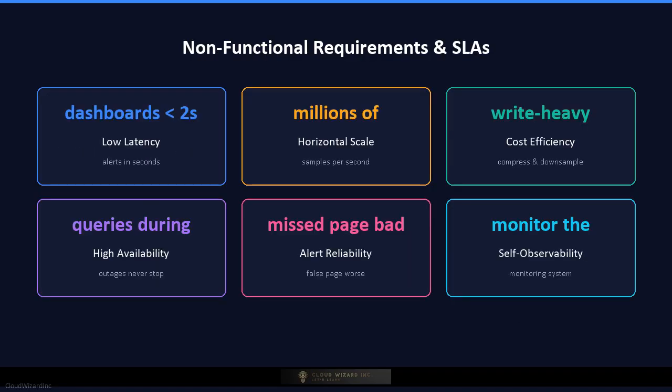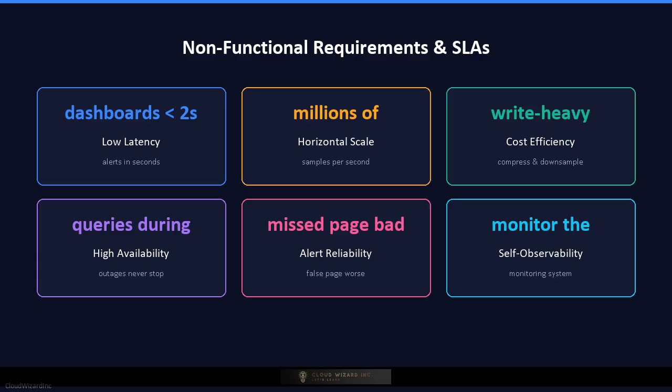Now the non-functional requirements. The system must be low latency for both ingestion and querying. Dashboards should load in seconds even during incidents, and alerts should fire within seconds of a threshold breach. The system must be horizontally scalable, because a large platform can emit millions of metrics per second. The storage must be cost-efficient since time series data is high volume and mostly write-heavy. The query engine must be highly available, because engineers depend on it during outages.